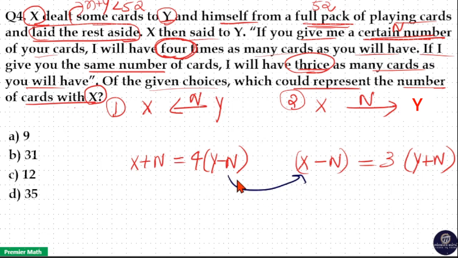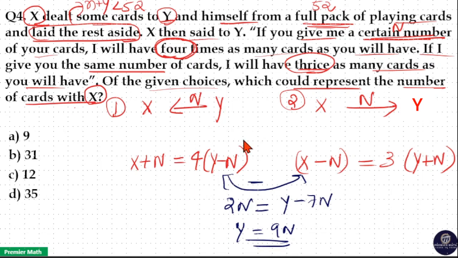If I subtract these 2 equations, x minus x is 0, n minus minus n is 2n, which is equal to 4y minus 3y is y, minus 4n minus 3n is equal to minus 7n, which means y is equal to 9n. Now, if I add these 2 equations together, x plus x is 2x, n plus minus n is 0, which is equal to 4y plus 3y is 7y, minus 4n plus 3n is equal to minus n. Now, here y is equal to 9n.